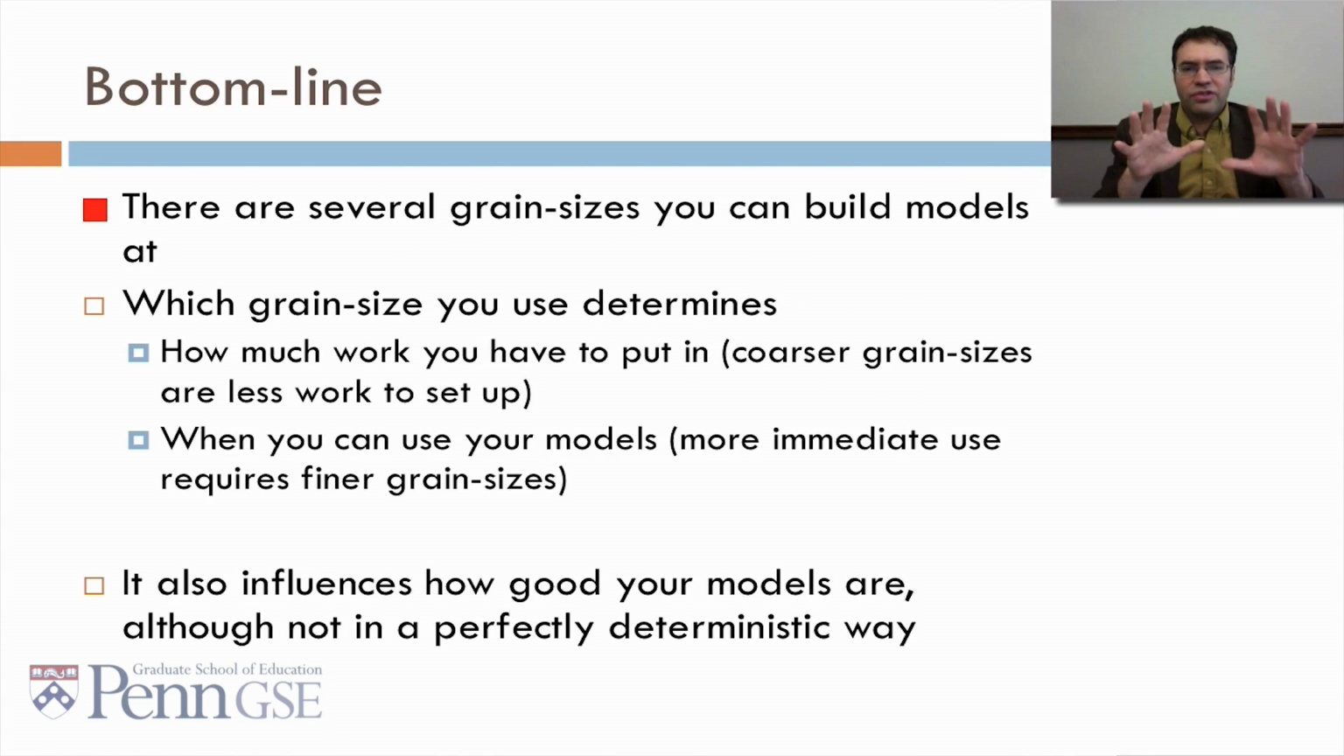So bottom line, there are several grain sizes you can build models at, and we've only talked about a few today. There are actually a lot of other examples. Which grain size you use determines how much work you have to put in. Coarser grain sizes are less work to set up. But also there's the question of when you can use your models. More immediate use requires finer grain sizes. So there's a trade-off between how easy it is to do it and how usable your detectors are. It also influences how good your models are, although not in a perfectly deterministic way.